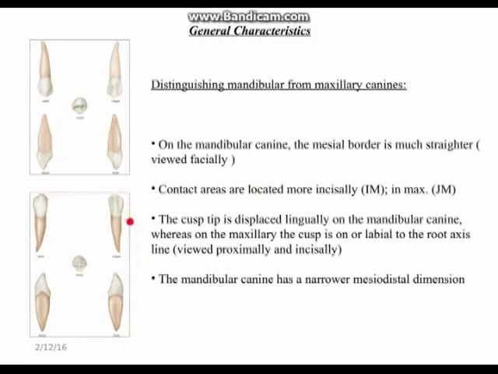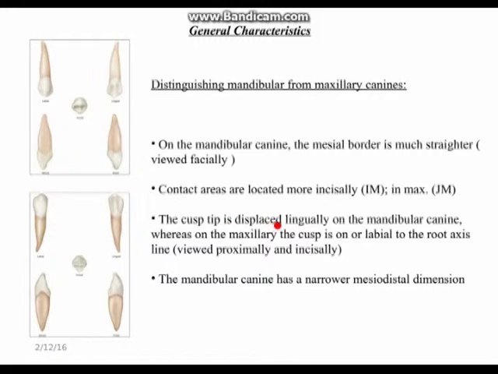Contact areas are located more incisally, and in maxillary, they're at the junction of the middle third. This is the incisal to the middle third. Okay, yeah, we talked about that. This is contact areas. This is confined to the mandibular canines. In maxillary, it's the junction of the incisal and middle third.